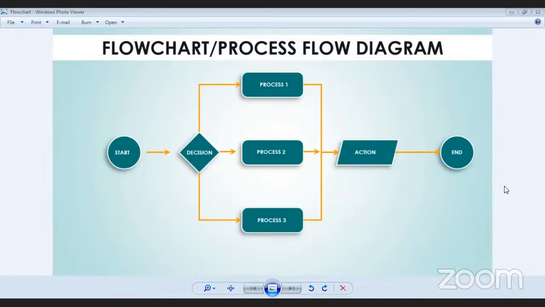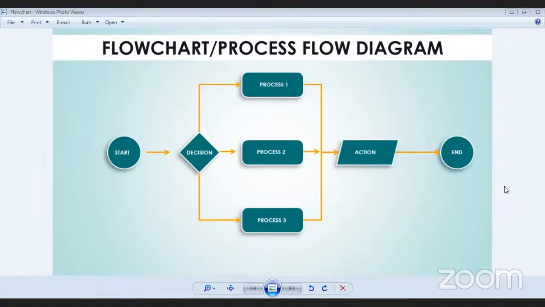If I go for the flowchart of our state, the CM is at the top, parallel with the governor, then under the CM, so many ministers, under each minister, one secretary of that department, under one secretary, so many assistant secretaries, deputy secretaries, additional secretaries will be there, under one additional secretary, so many section officers will be there, under one section officer, so many clerks will be there, so many peons will be there. So that will be the flowchart.